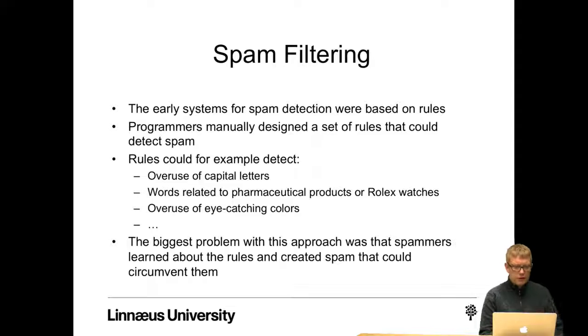The very early systems for spam detection were based on rules. Programmers manually designed a set of rules that could detect spam. Rules could, for example, detect overuse of capital letters, words related to pharmaceutical products or Rolex watches, very common early spam, overuse of eye-catching colors, etc. The biggest problem with this approach was that spammers learned about the rules and created spam that could circumvent the rules. It was a constant battle between the spammers and the rule programmers.